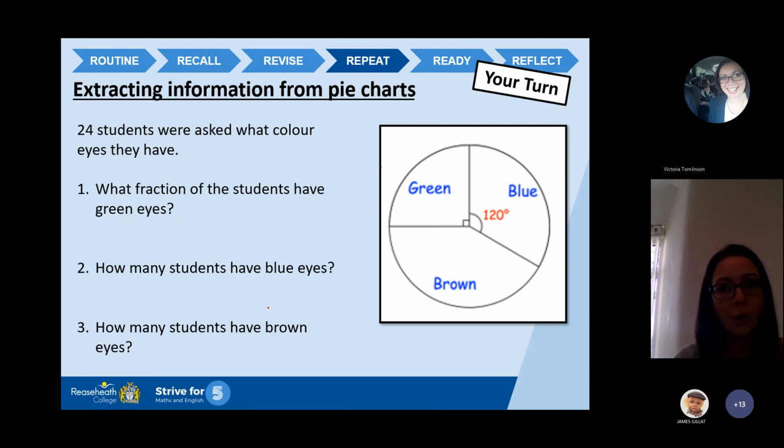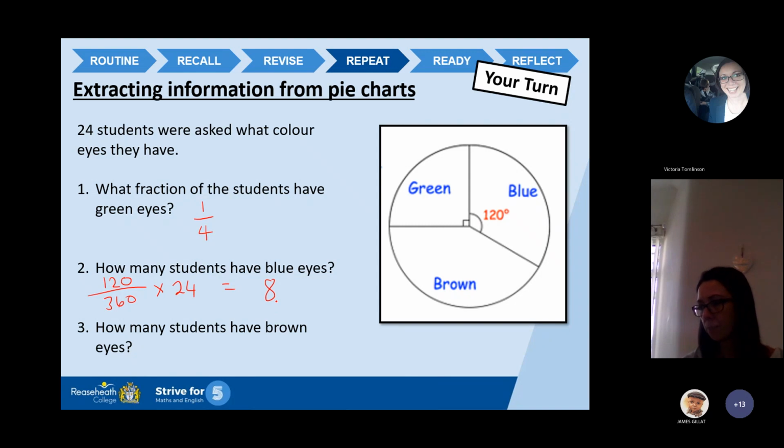So 24 students, that's what colour eyes they have. What fraction of the students have green eyes? It's basically the same question. It's a quarter. How many students have blue eyes? So for this, it doesn't ask you what it is as a fraction. You have to do the fraction yourself first. So it's 120 out of 360 and then times by 24, which is 8 students. Loads of you got that one.